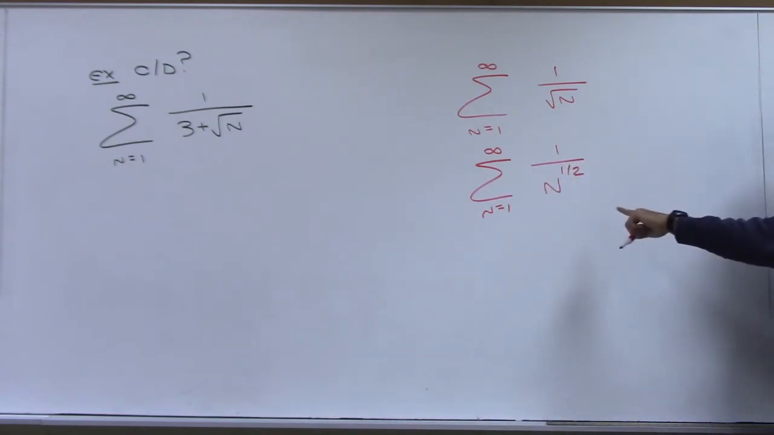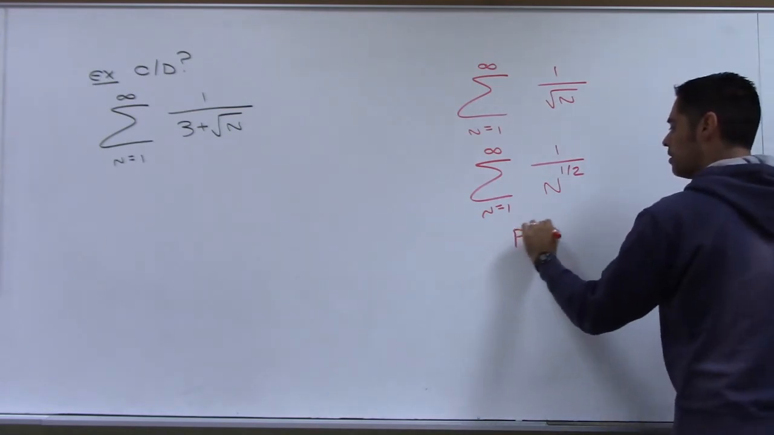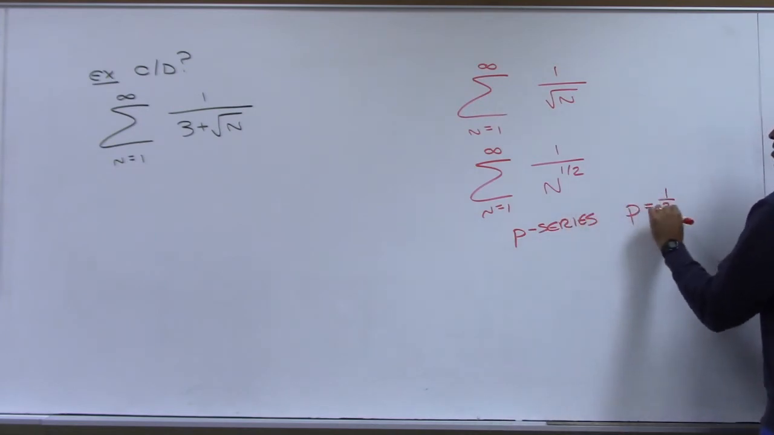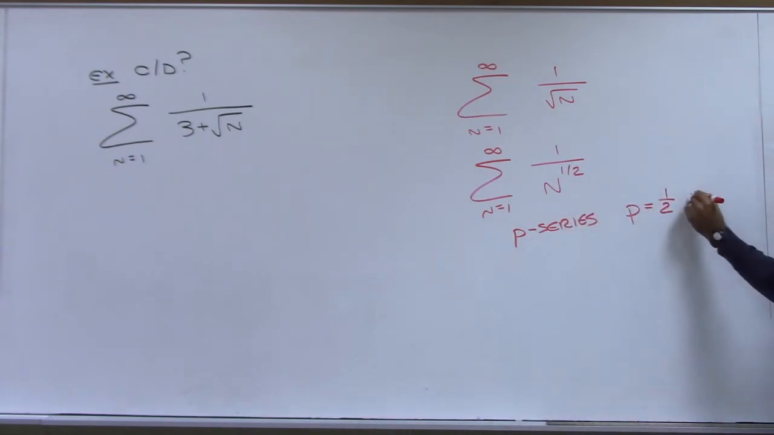And this is what type of series? P series? Last class, P series? With P being 1/2, which is, what are we looking at? If that's less than or equal to 1, what happens if it's less than or equal to 1? It diverges.